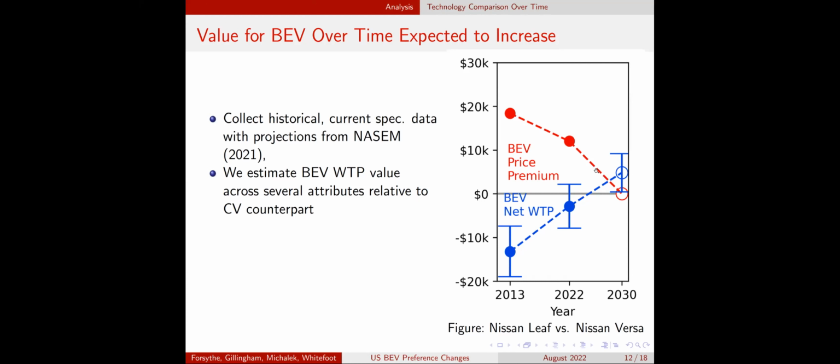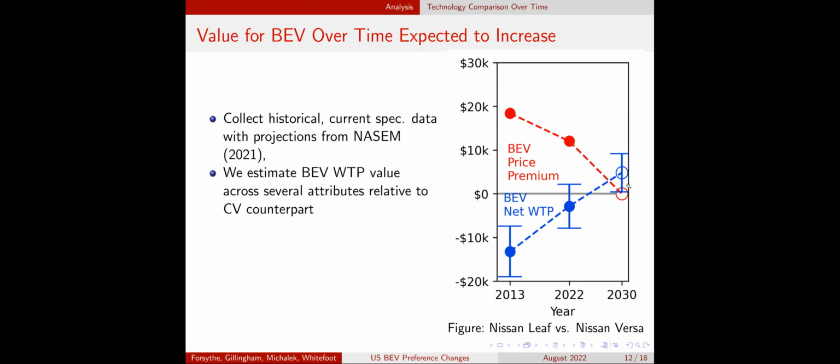So price premiums are going down, and it's expected that the range is going to keep increasing, which is increasing the value of that BEV relative to its gas-powered counterpart, and so much so that it actually exceeds the price premium, at least in this example.